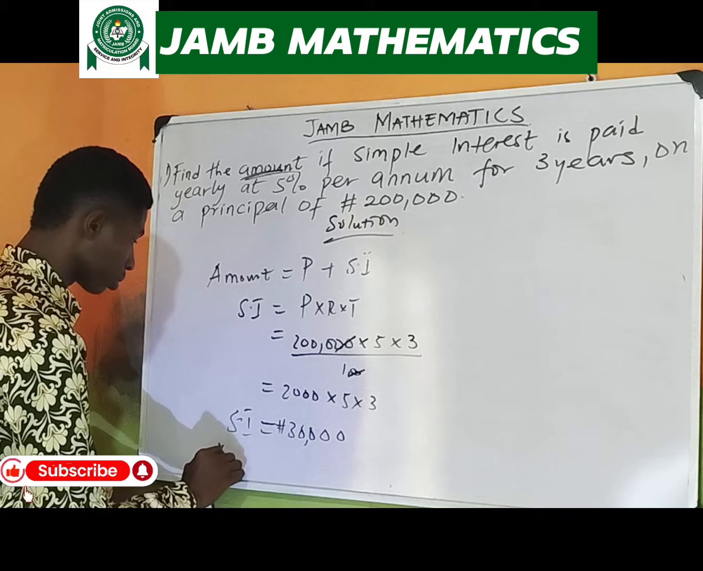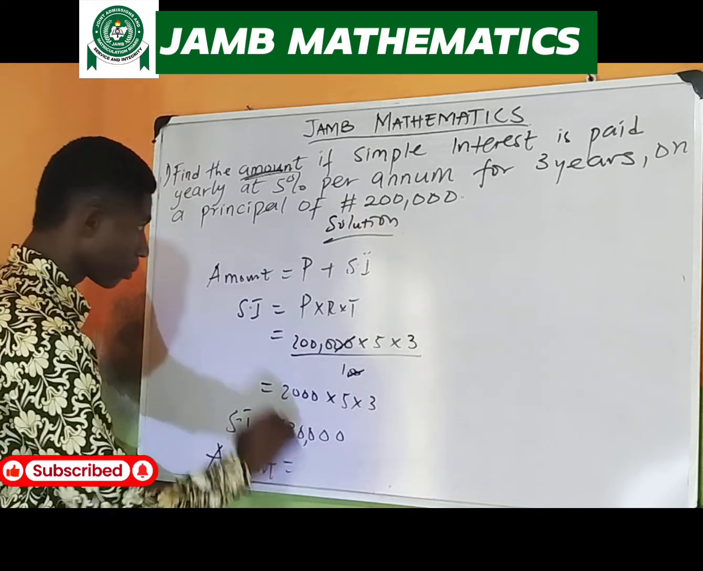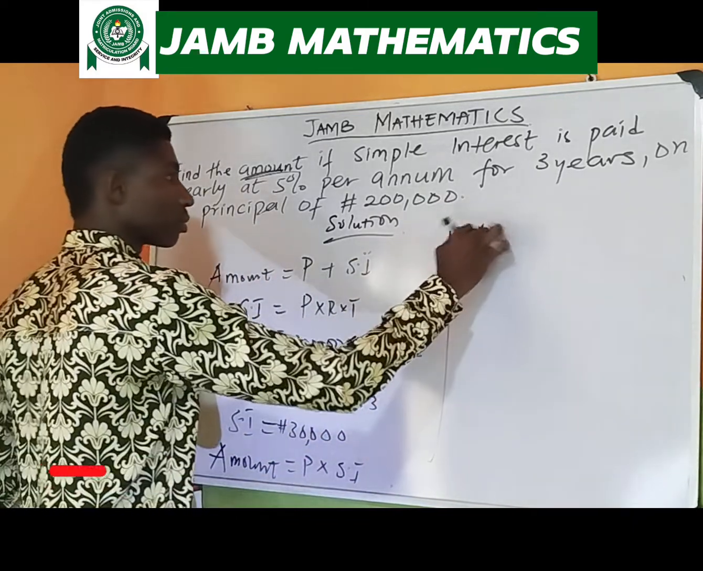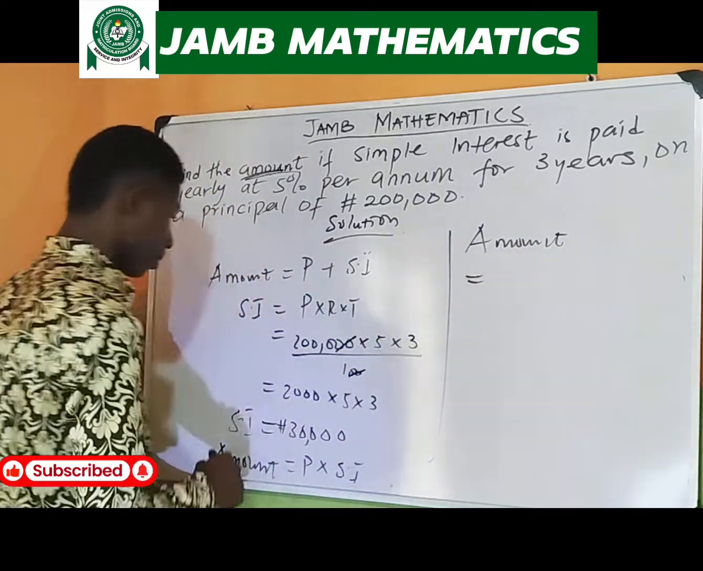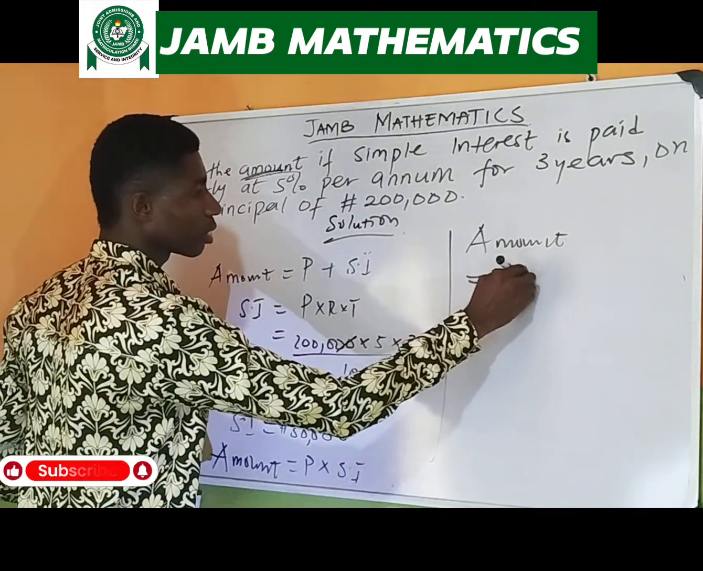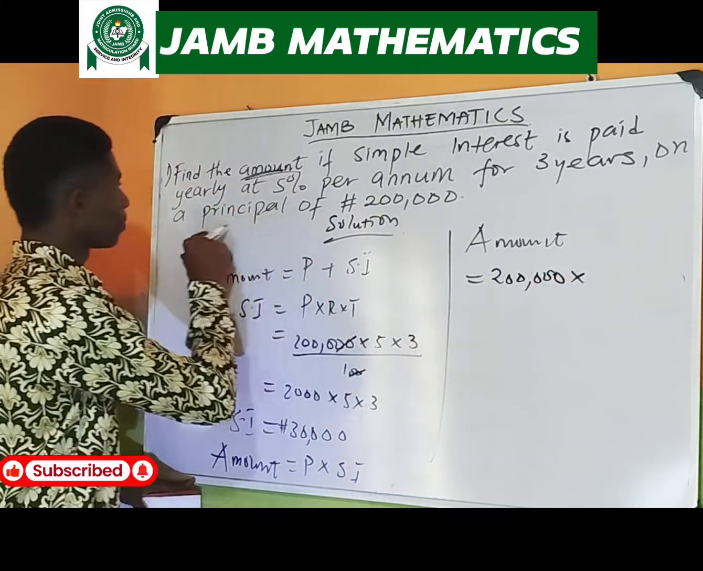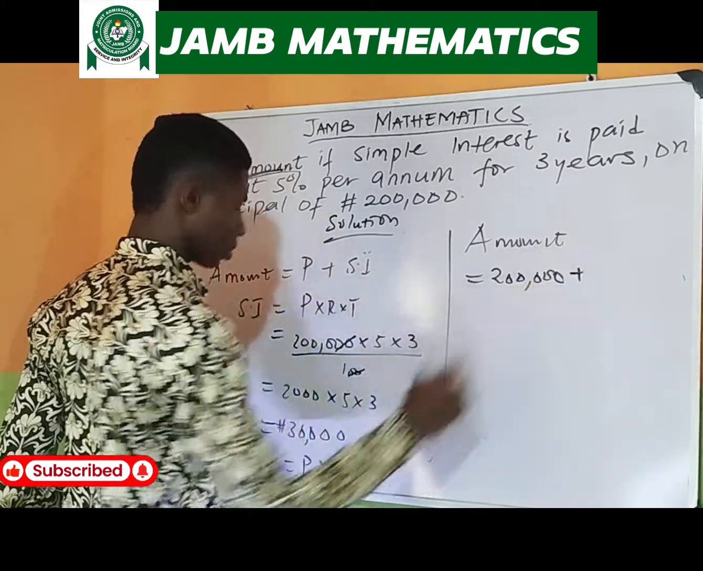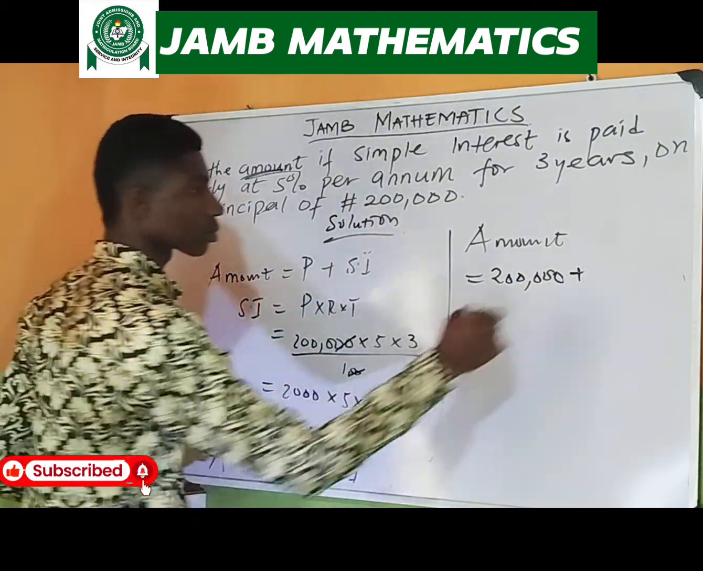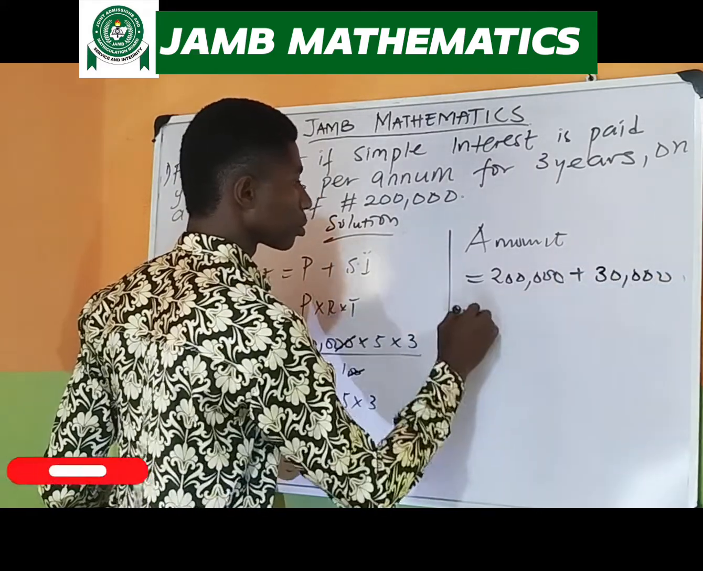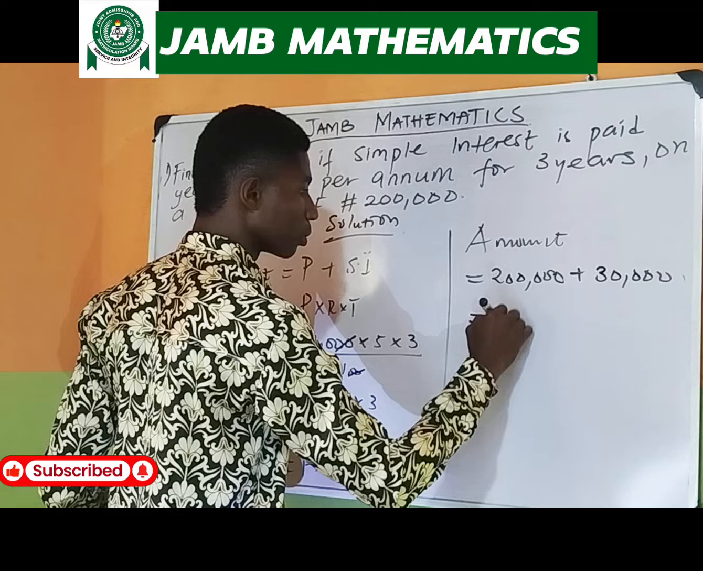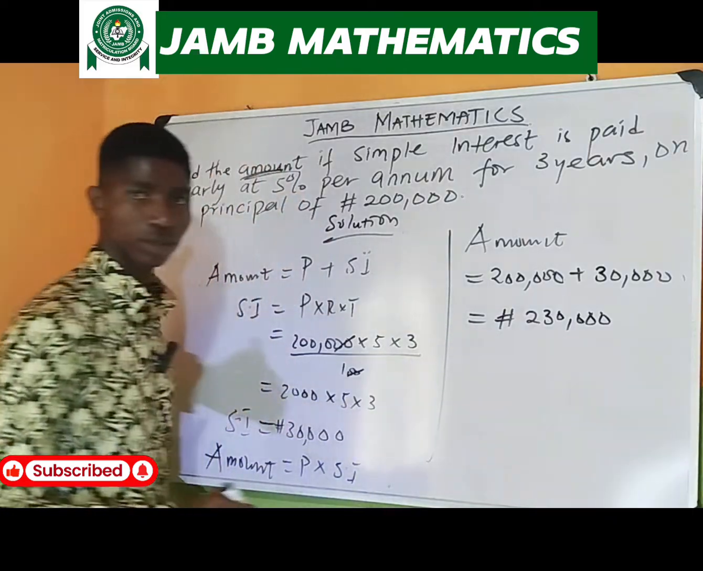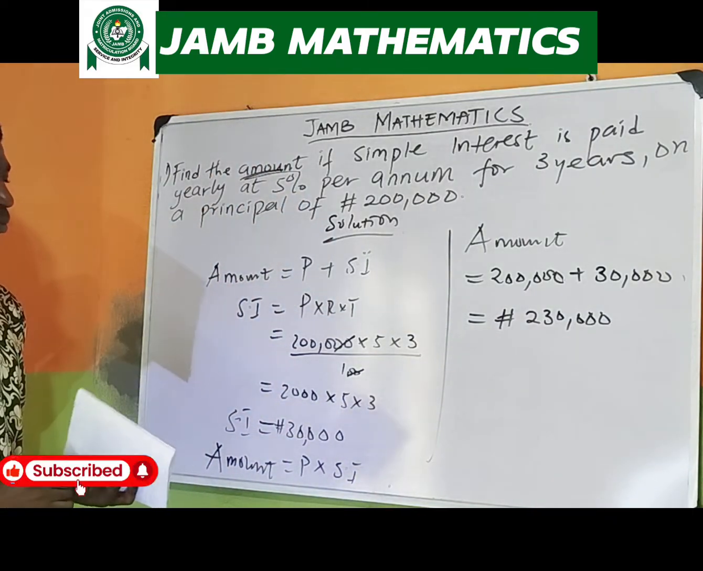Now let's compute the amount. Amount is equal to principal plus simple interest. So our amount now is equal to our principal, which is 200,000, plus our simple interest, 30,000. So our amount now is equal to 230,000. I hope it is clear.